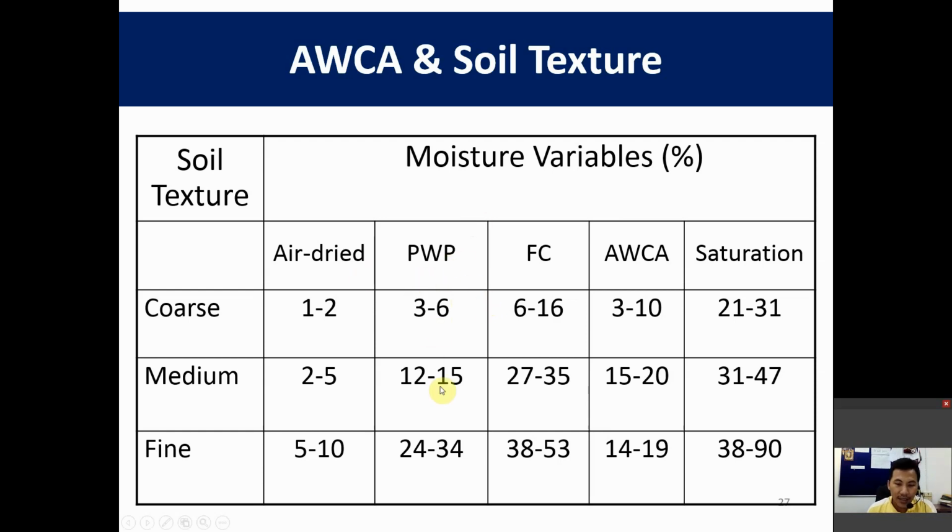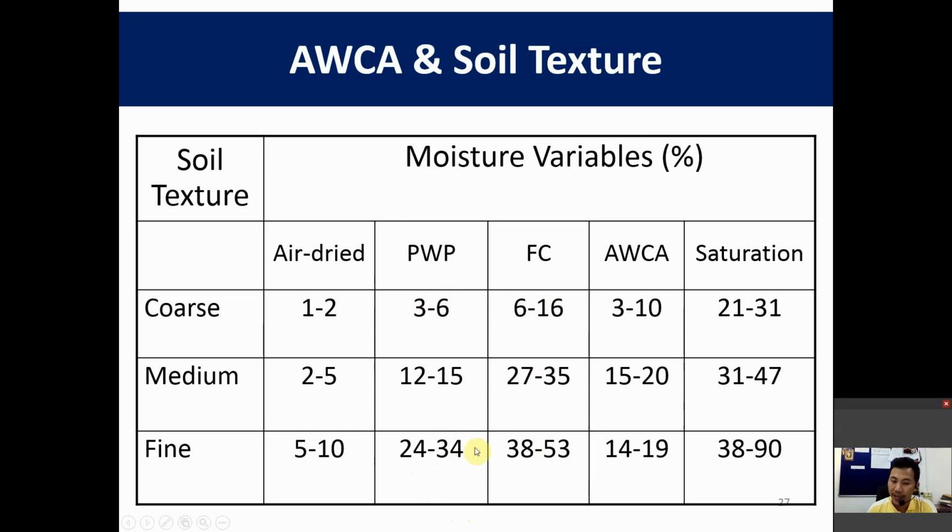Now take a look at the permanent wilting point. You can see that the permanent wilting point is highest right at the fine texture. Remember, in fine texture, you also have the highest value for the field capacity, but at the same time, you will have a high value for permanent wilting point.